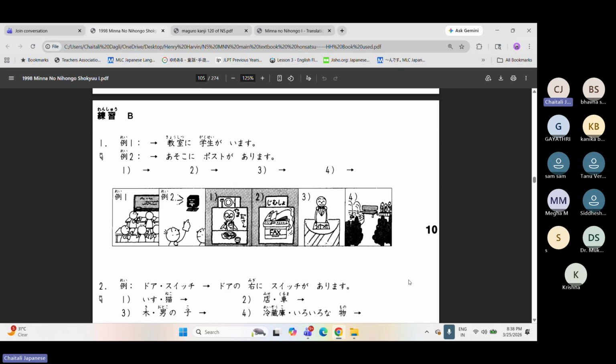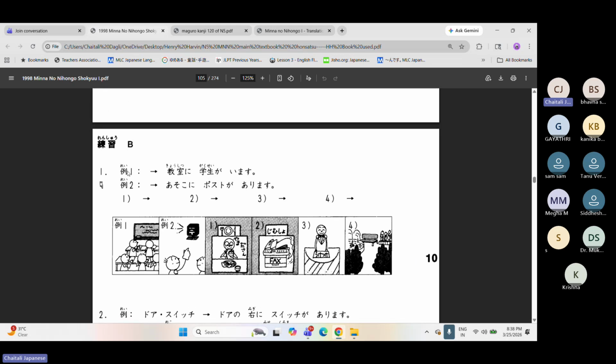Chapter page number 83, question 1. First two examples. Kyoshitsu ni gakusei ga arimasu. So in the classroom, gakusei students are there. Students are there in the classroom.